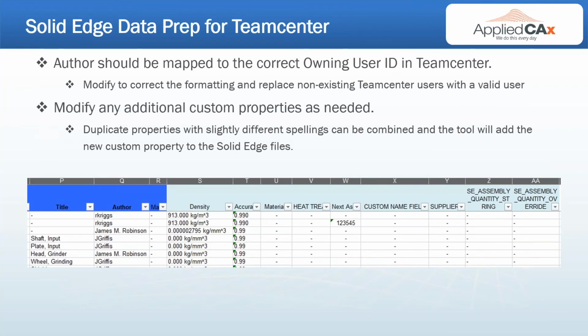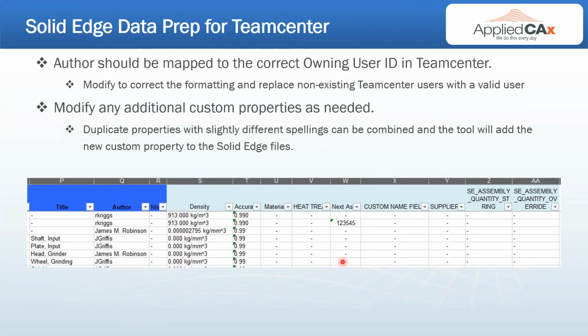The author column is mapped to the owning user in Teamcenter, usually. If you don't have this column mapped, you can use a different column, but usually we use the author. So look at this formatting and make sure these users exist in Teamcenter and their user ID is the same as Teamcenter, and correct this column so that it's ready to go for Teamcenter imports.